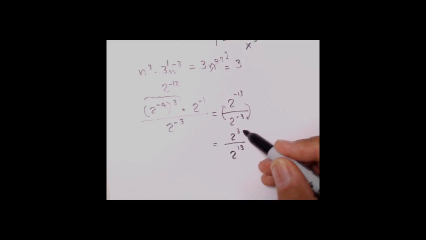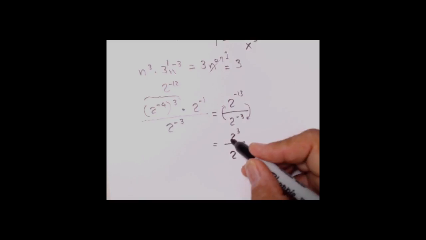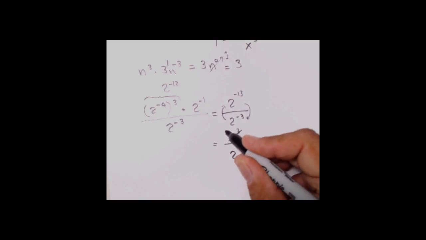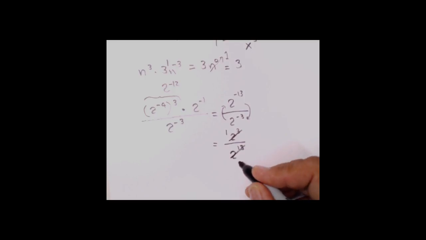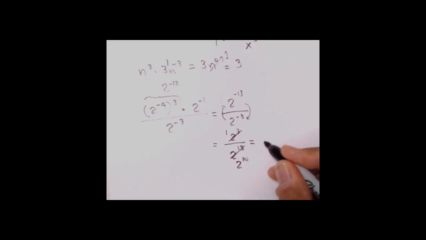I've got 3 2's upstairs and 13 down. Well, the most I can reduce top and bottom at the same time is 3 of them. So I knock out 3 from the 13 and I have 10 left. So the final answer in this one's going to be 1 over 2 to the 10th.